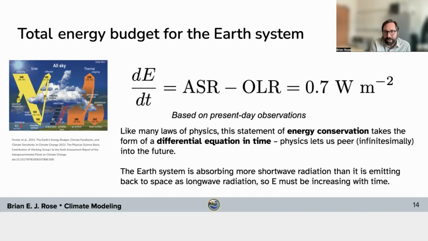I want us to pay attention here to the fact that this very simple equation, this simple statement of a physical principle, energy conservation, takes the form of a differential equation. There's a time derivative here. And the vast majority of the physical laws that come to bear on climate processes are expressed in the form of time derivatives, right? The physics tells us how quantities change in time with respect to each other. And it's that time derivative that's going to let us peer into the future. In this case, the statement is just Earth is absorbing more shortwave than it's emitting as longwave, so E must be increasing in time.